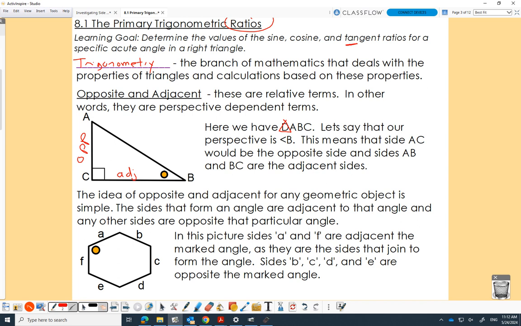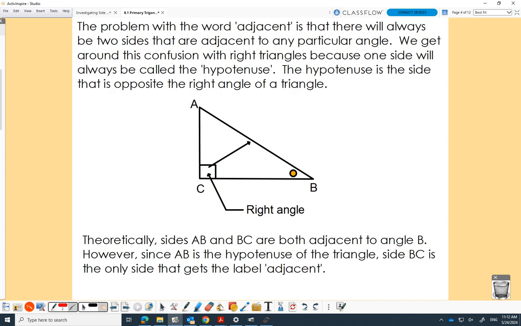Now, the idea of opposite and adjacent for any geometric object is simple. The sides that form an angle are adjacent to that angle. So here in the picture, adjacent is these two sides right there. They're both adjacent to the angle. They're attached to it. They're beside it. In this picture, A and F are adjacent, as they are marked on the sides that join the angle. B, C, D, and E are opposite. They're out there away from the angle. Is that okay? That's just the details of what I already showed at the start, but in a nice note form so you can look at it.